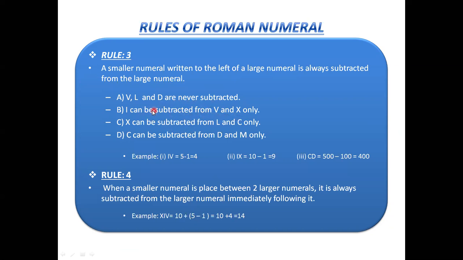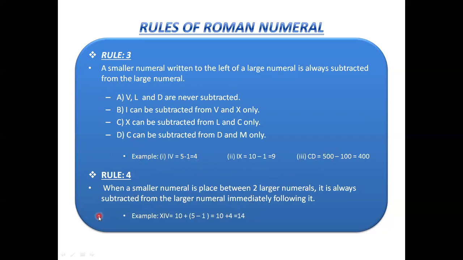So what we can do? I should be subtracted only from V and X. X can be subtracted from L and C only. Similarly, C can be subtracted from D and M only. These are the points we should remember. V, L and D are never subtracted. I can be subtracted from V and X. X can be subtracted from L and C. Shall we see a few examples for this? Yes. I, V. As we see here, the smaller numeral is written left of the larger numeral. So it means subtraction. 5 minus 1, 4. I have given 2 more examples for the same rule.